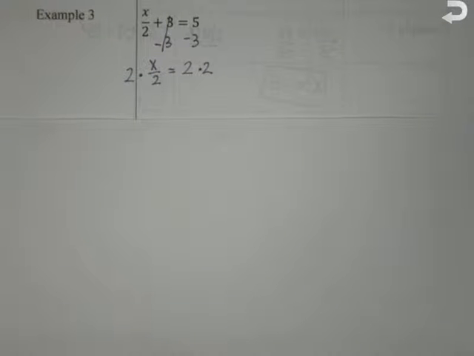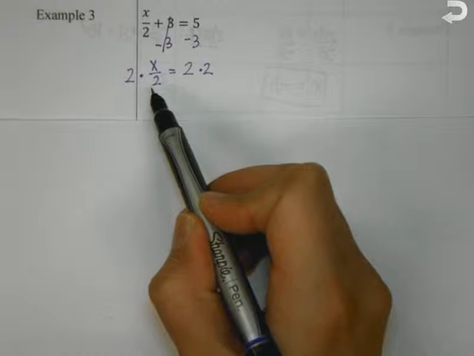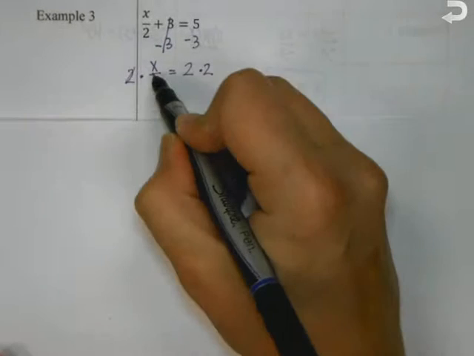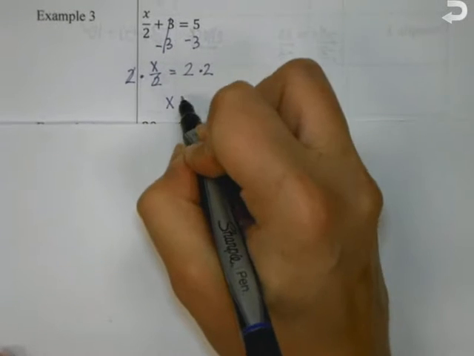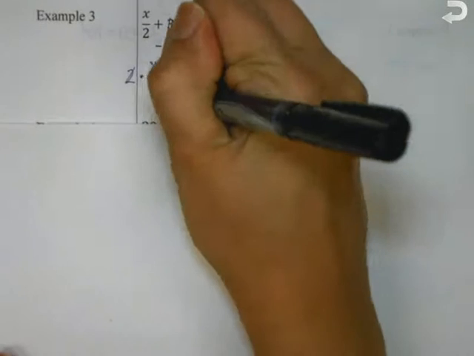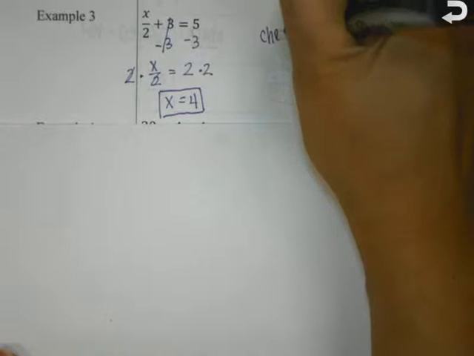So I have a 2 divided by 2. So what happens there, guys? It turns into a 1. So that is a 1x equals 4. Will you guys check the answer? So right now in your notes, I want you to check it by plugging it back in.